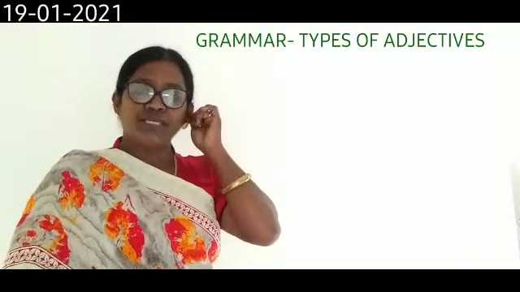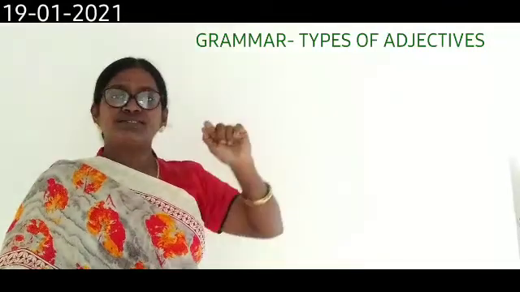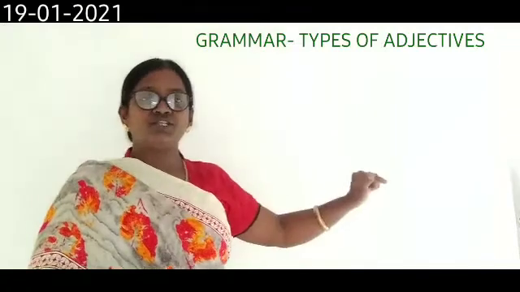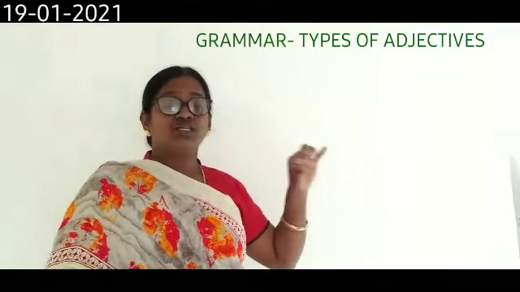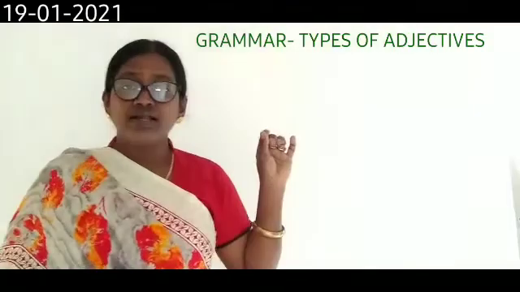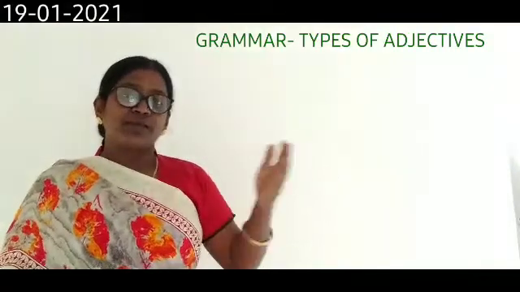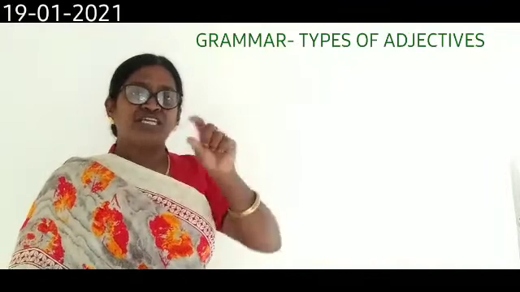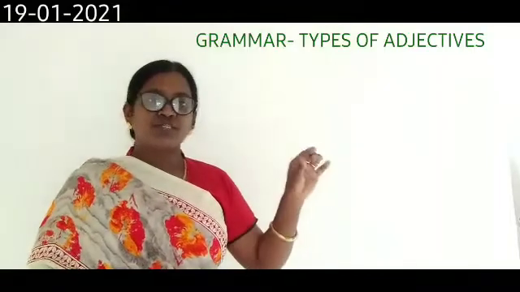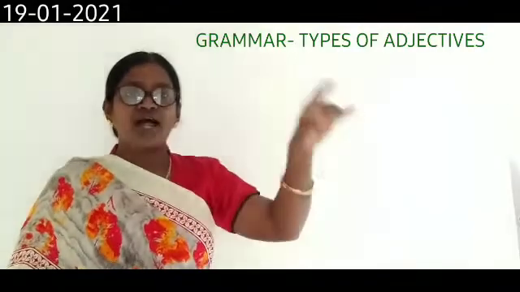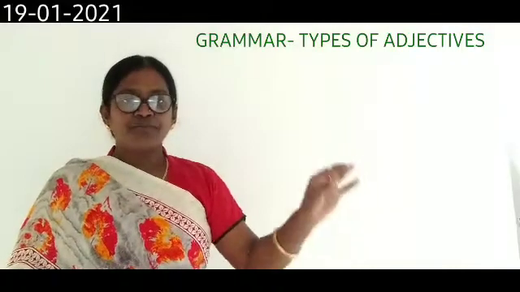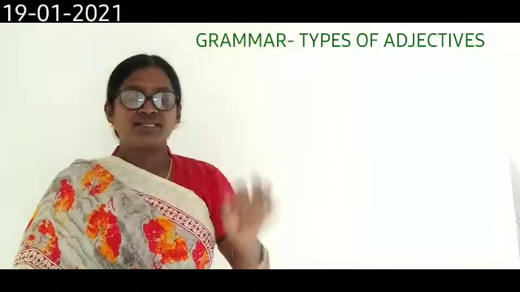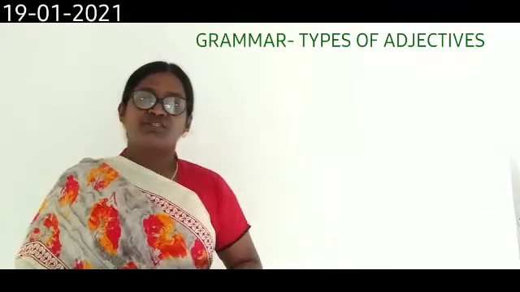Okay, what does it mean? This, that, these, those are the demonstrative adjectives. We use them before nouns. These fruits, fruits is noun. Those flowers, flowers is noun. This bench, bench is noun. This is the demonstrative adjective.